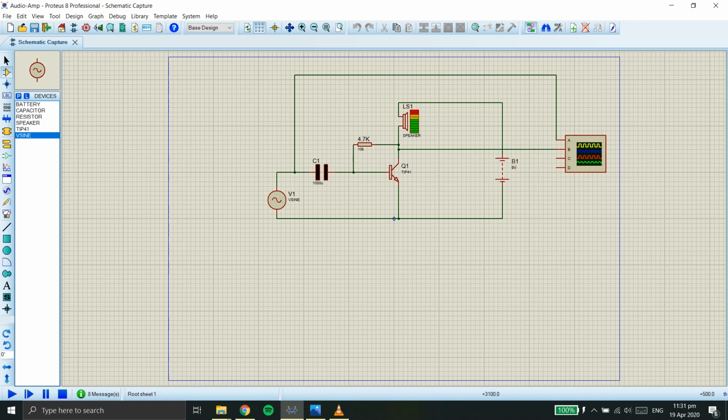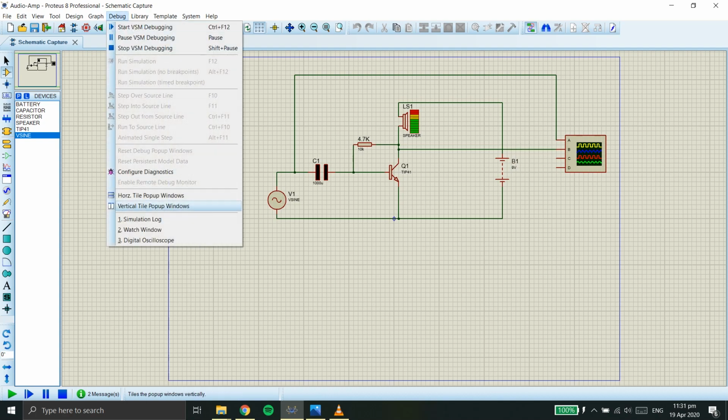As you notice, there is also an oscilloscope feature with this circuit simulator. The first probe, labeled as A, is connected to a wire before the signal reaches the first component, which is the capacitor. Hence, the first probe is our input signal, while the second probe is connected before the signal reaches the speaker, which is at the collector terminal of the power transistor.